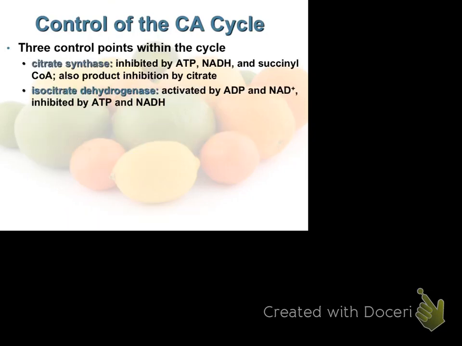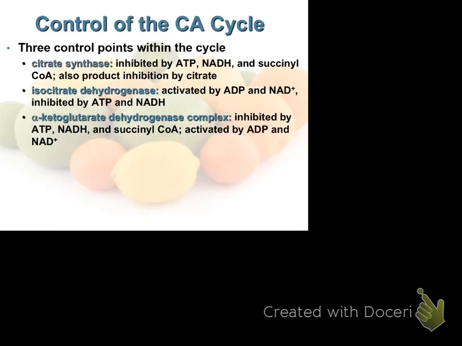We have isocitrate dehydrogenase, which is step 3, which is activated by ADP and NAD+, which are indicators that you're low energy, and it's going to be inhibited by ATP and NADH. And then we have the alpha-ketoglutarate dehydrogenase complex, which is a mouthful to say, and it's inhibited by ATP, NADH, and succinyl-CoA, once again its own product, and it's activated by ADP and NAD+.